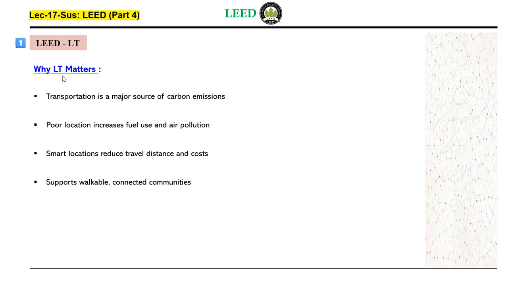Why do we need this category, LT? Because transportation is a major source of carbon emissions. Poor location increases fuel use and air pollution. Smart locations reduce travel distance and costs, and support walkable, connected communities.